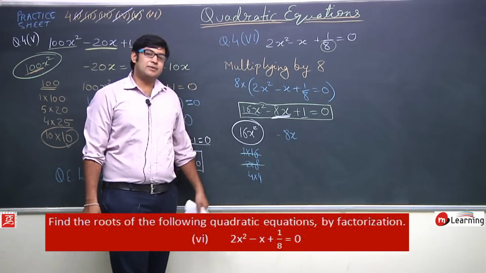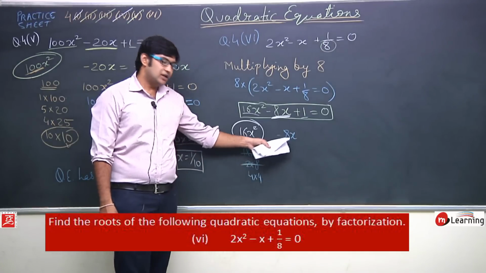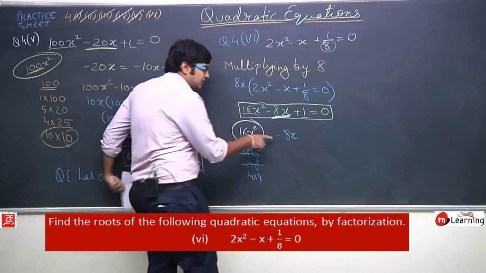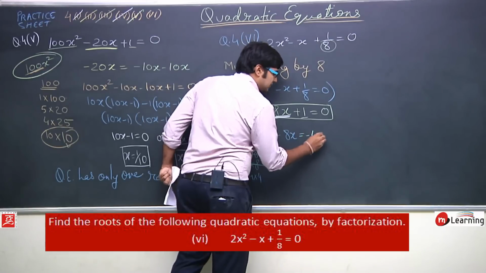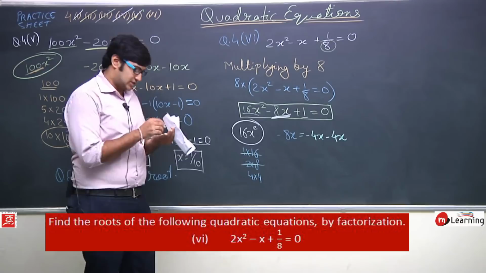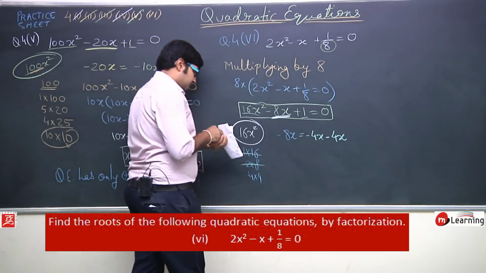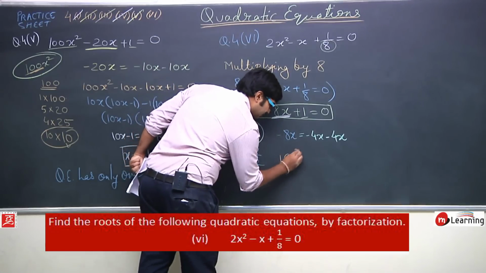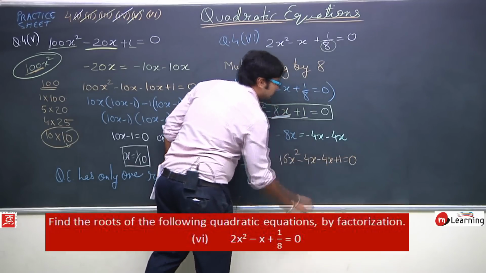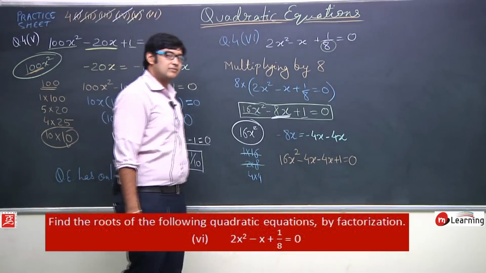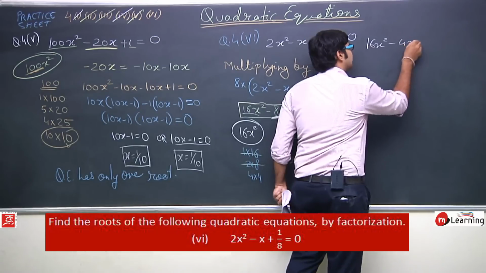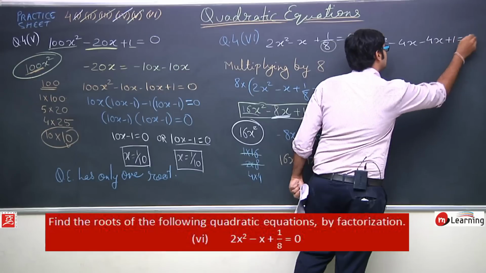देन 4 into 4 करने पे 16 आता है, 4 plus 4 करने पे 8 आता है, लेकिन ये 8x कैसा है? minus 8x. इट मीन्स I will write this minus 8x as minus 4x and minus 4x. Okay, so minus 4x and minus 4x. It means our equation will become 16x square minus 4x and minus 4x plus 1 is equals to 0. So let us solve this equation. 16x square minus 4x minus 4x plus 1 is equals to 0.